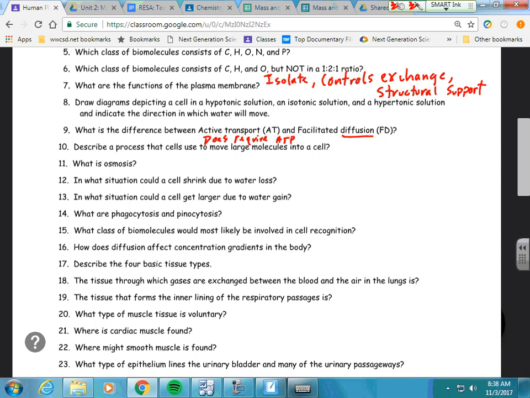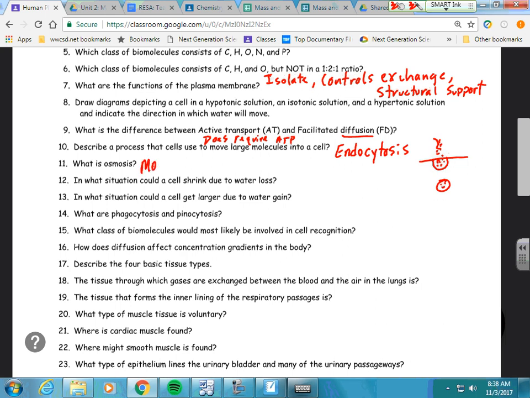All right, so describe a process that cells use to move large molecules into a cell. Moving large molecules into a cell would be endocytosis. You can go through all that, but basically we have something come in, it joins the membrane, it's then going to form a pocket, stuff will go into it, eventually that pocket will close off as it brings that stuff into the cell.